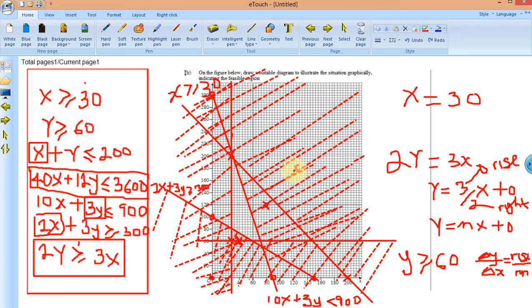Then from 120, 2 steps to the right. That will take me to 160. Okay, so I think that's it here. Then 3 steps up from 180. So that will take me to 240.